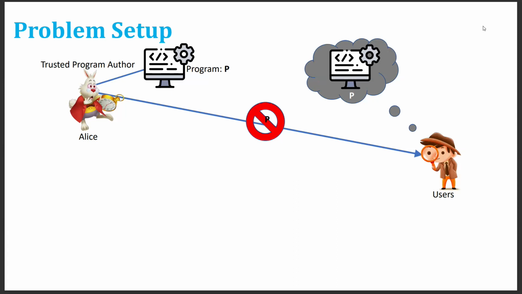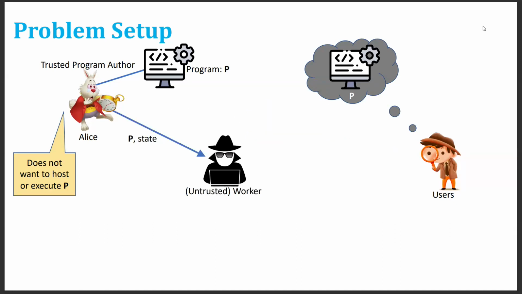This could be for various reasons. Let's say there is some proprietary information about Alice hidden in the program P, because of which she is unwilling to distribute it. On top of that, Alice doesn't even want to host or execute the program P locally. So rather, Alice chooses to delegate the computation of this program P to some untrusted worker. You can think about this untrusted worker as some cloud service.